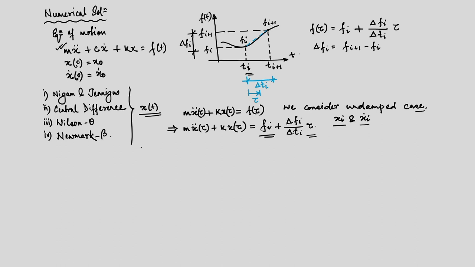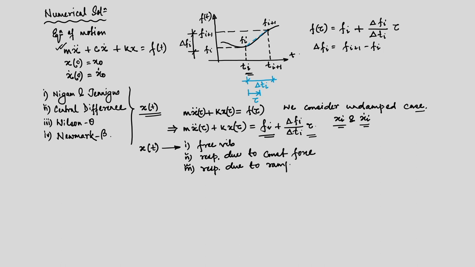Now, if you write down the equation, the solution x of t will be due to what? It will have three components obviously. The first one is free vibration with the initial conditions defined at the initial point. Second one, response due to constant force. And the third one, response due to ramp. So, all these three together will give us the total response, right.